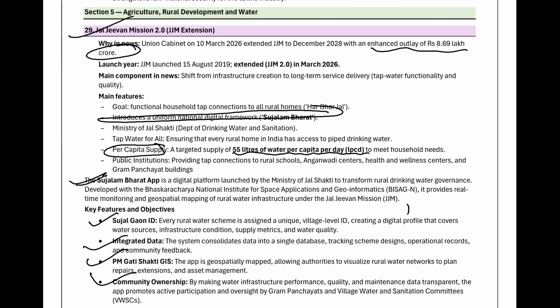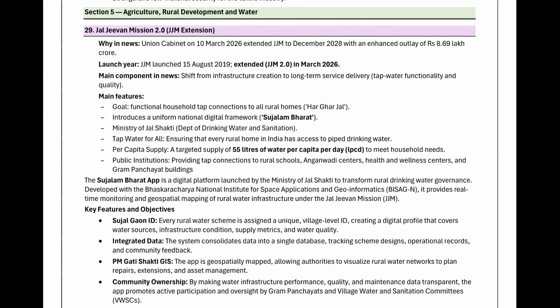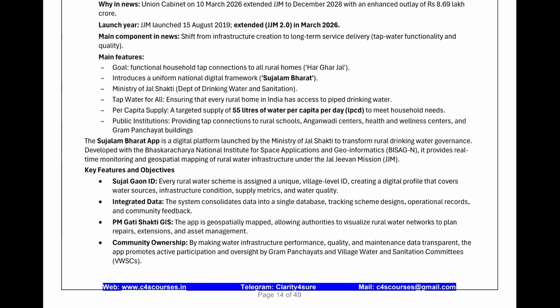This scheme is for tap water. Memory trick: it is the electricity revolution, but for water. If in one liner you want to understand, every home, every tap. This is Jal Jeevan Mission 2.0, and it comes under the Ministry of Jal Shakti. Is it clear? I hope it is clear to everyone.